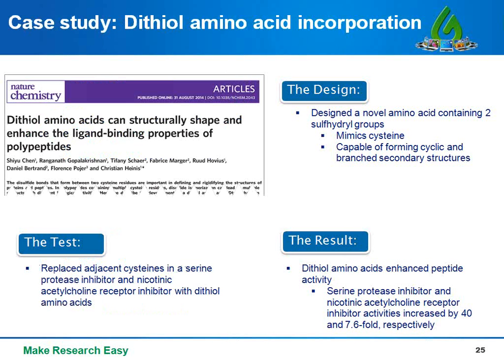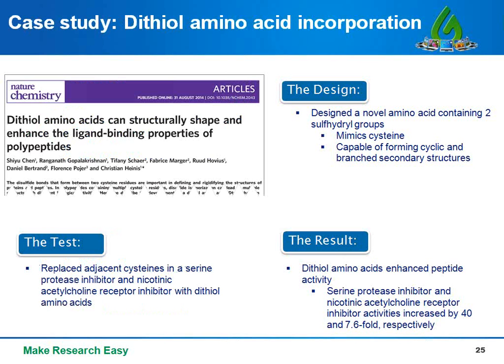The final case study that I'll present here takes into account a number of important parameters, including stability, secondary structure, and peptide activity. This study was published in Nature Chemistry earlier this year, and in it the researchers take a novel approach to peptide design by developing a new kind of amino acid called a dithiol amino acid. And this amino acid kind of mimics cysteine, except that it has two sulfhydryl groups instead of one. Through disulfide bridge formation, these amino acids are able to form unique branched or cyclic secondary structures.